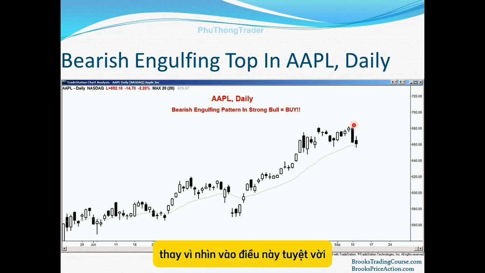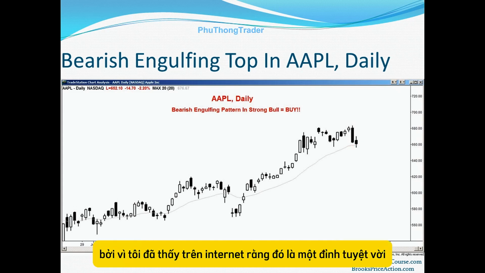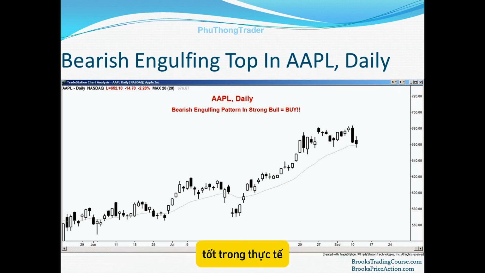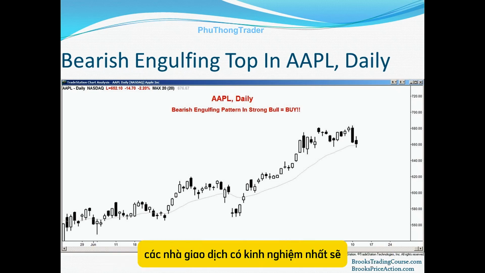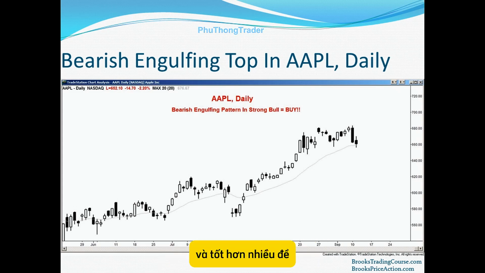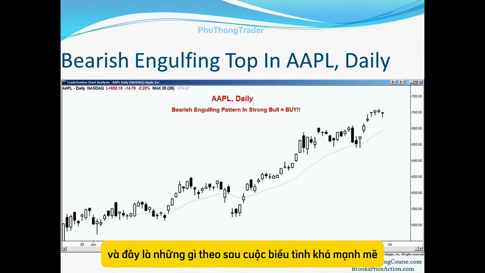So instead of looking at this wonderful reversal pattern and saying, wow, I better sell this candlestick pattern, because I saw on the internet that it's a great top. Well, in fact, most experienced traders would see just the opposite of what you're seeing, and they would say that it's a bull trend. Most reversal patterns will fail, and they'll become bull flags, and it's far better to look to buy the pattern than it is to sell. And this is what followed. A pretty strong rally, and the traders who bought the pullback did quite well.